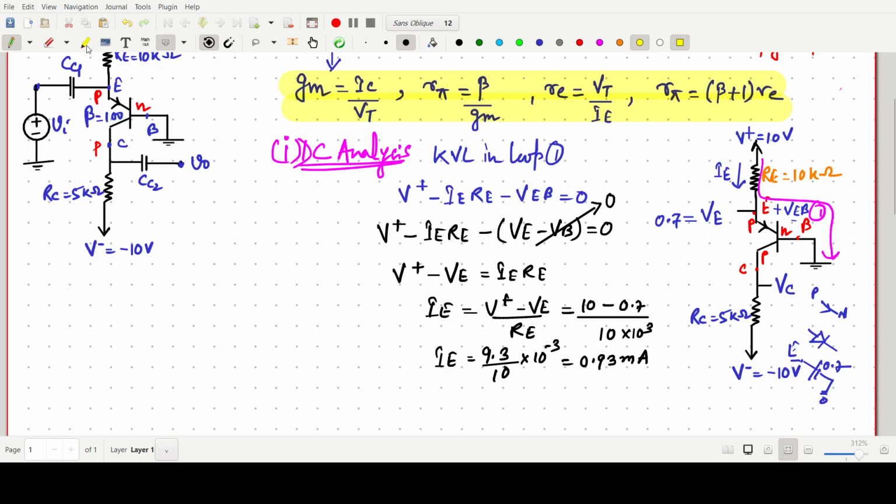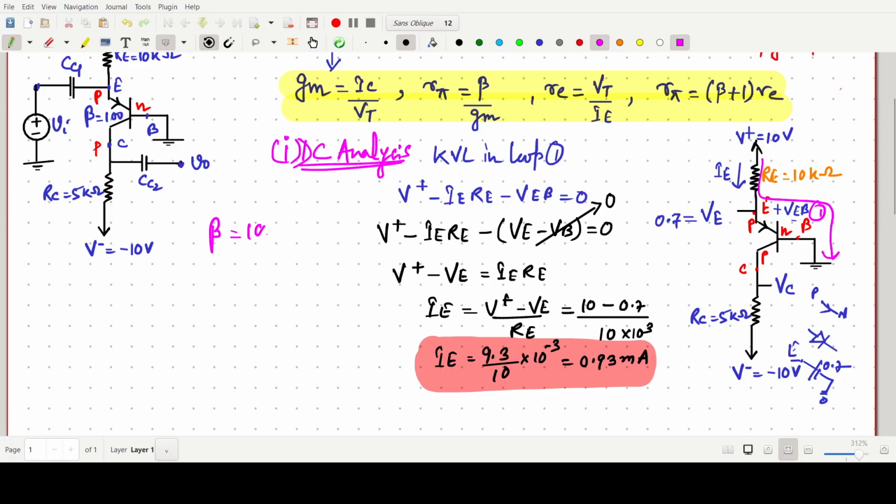So one of the important parameters, that is our IE, we can easily find, because in any AC signal analysis first we have to go for the DC one. Now IE is known to us, so IC we can find easily. So for that thing I am doing here. Before that, in the question beta is given. Okay, I am writing here.